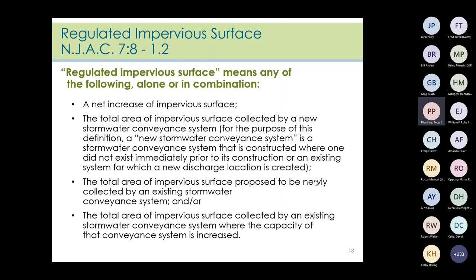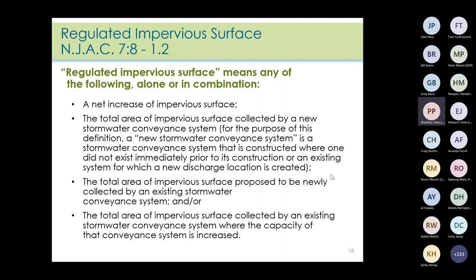A regulated impervious surface means any of the following, alone or in combination. One, a net increase of impervious surface. Two, the total area of impervious surface collected by a new stormwater conveyance system. Three, the total area of impervious surface proposed to be newly collected by an existing stormwater conveyance system. And/or four, the total area of impervious surface collected by an existing stormwater conveyance system where the capacity of that conveyance system is increased.